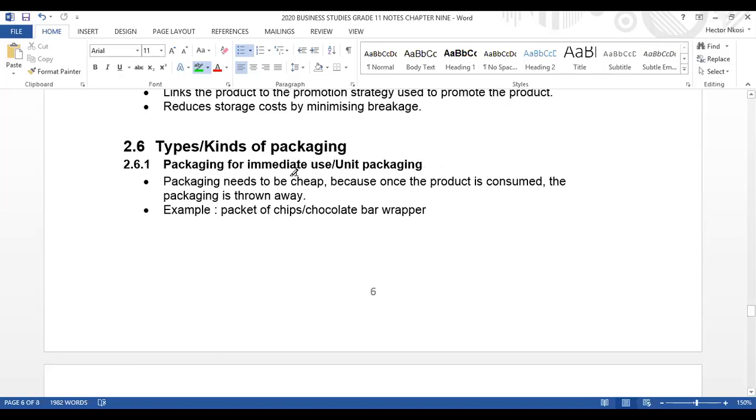For immediate use, the packaging needs to be cheaper, because once the product is consumed, the packaging is thrown away. Examples are a packet of chips or your chocolate bar wrapper. You can't use expensive packaging for something you're going to use immediately, or as a once-off product. A chocolate you can only eat once, and that's it. Its packaging is not supposed to be expensive, because chocolate is one of your perishable items, right?